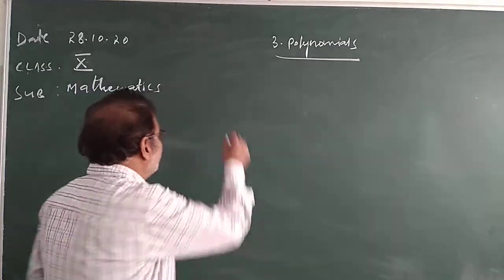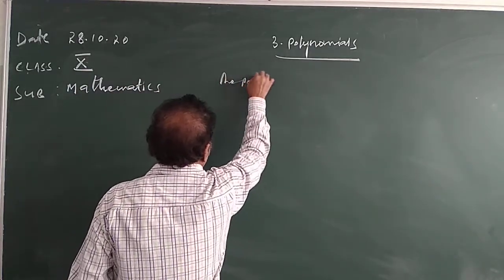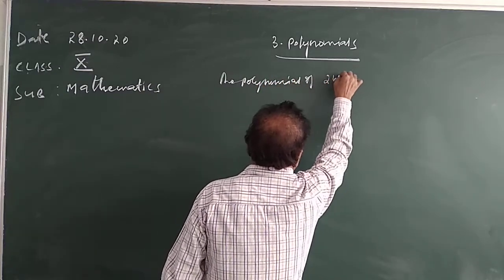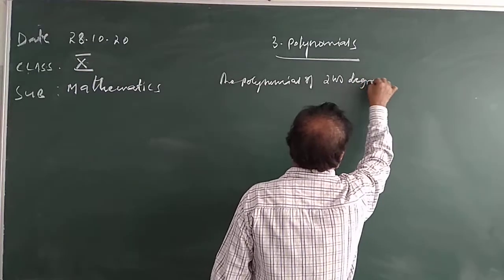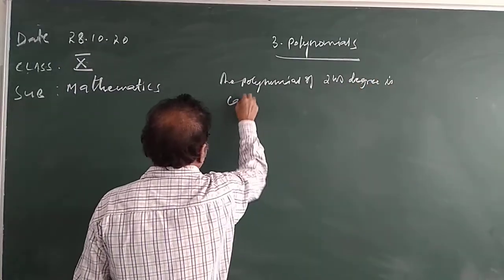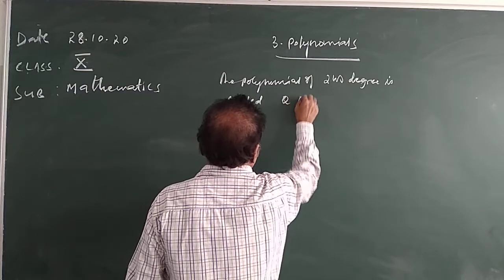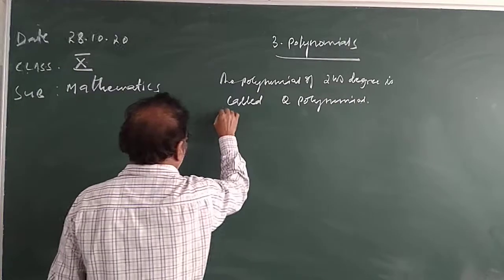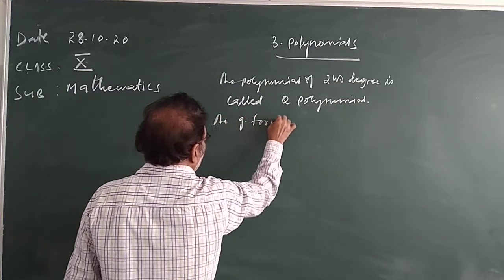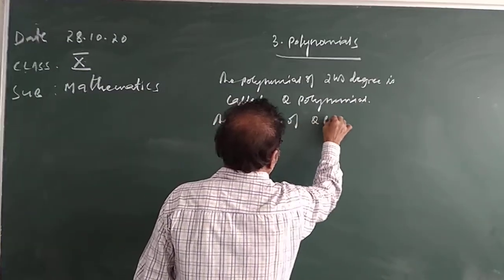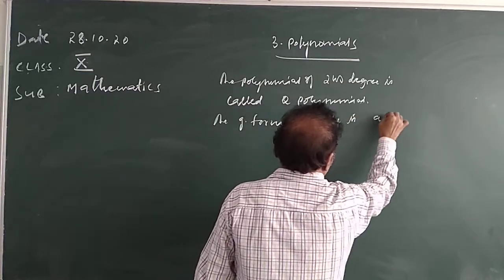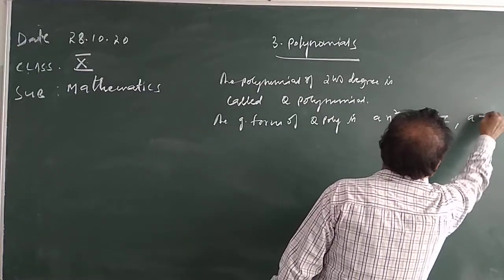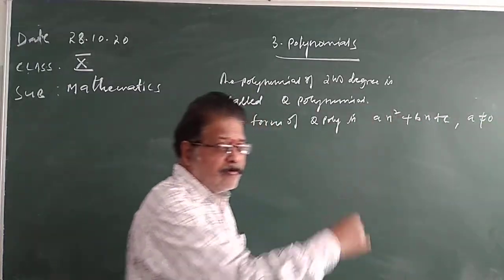The polynomial of second degree is called quadratic polynomial. The general form of quadratic polynomial is, you know that, ax square plus bx plus c, where a is not equal to 0. This is the general form of quadratic polynomial.